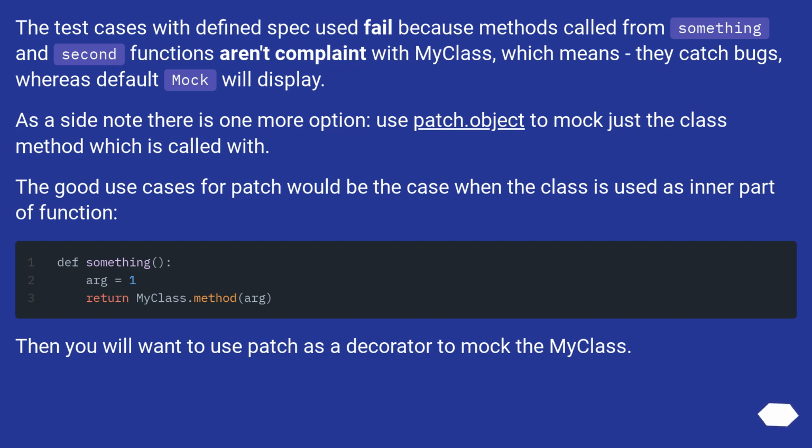As a side note, there is one more option: use patch.object to mock just a class method which is called. The good use case for patch would be when the class is used as an inner part of a function. Then you will want to use patch as a decorator to mock my class.